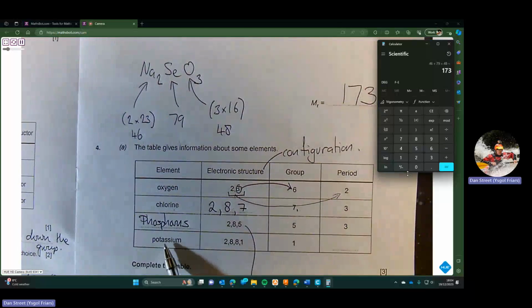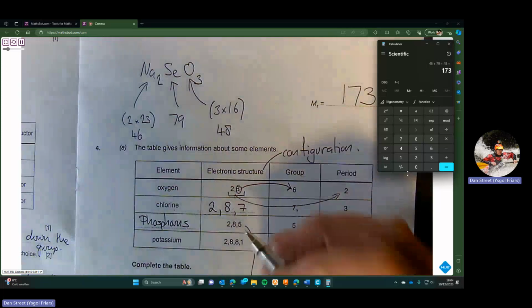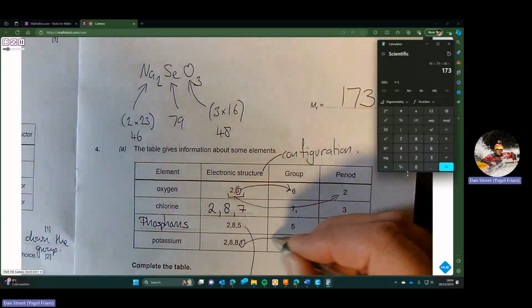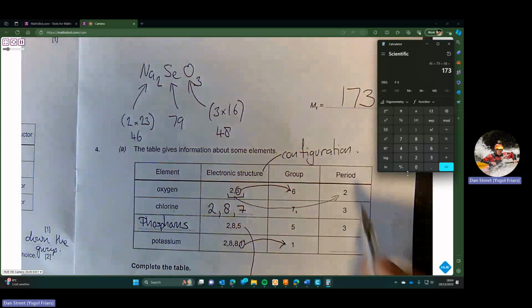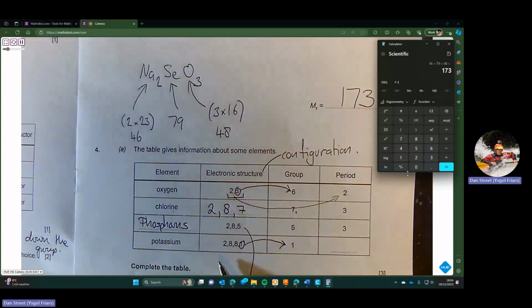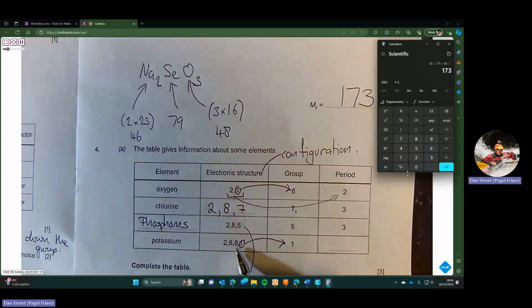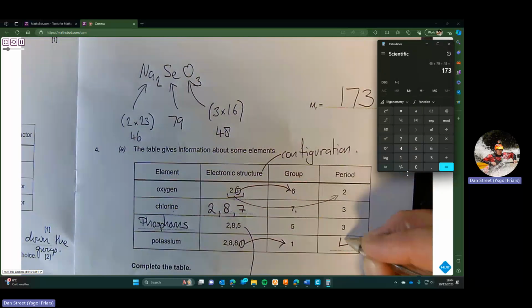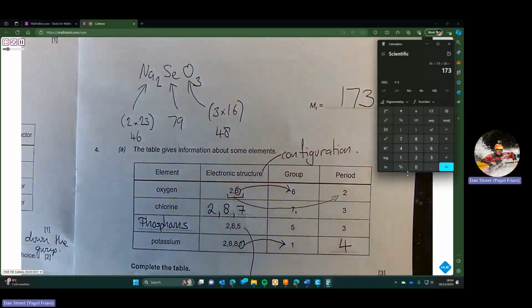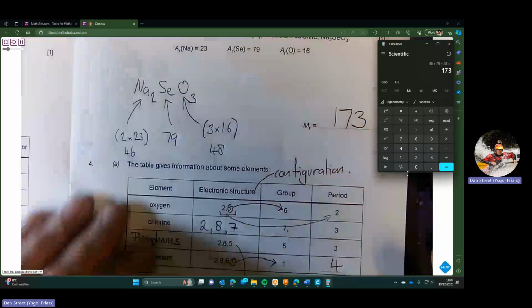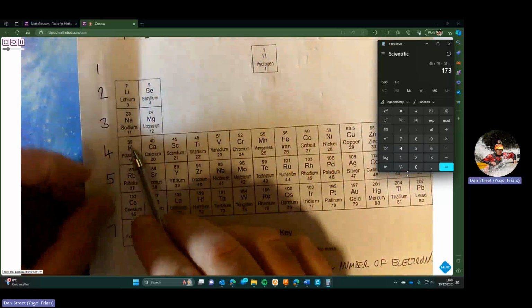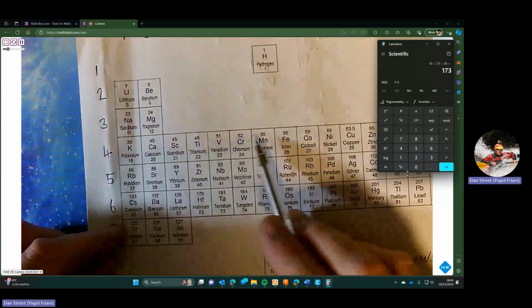And then the final question asks us about potassium. Its electronic structure is 2, 8, 1. We'll notice that the 1 is the 1 there again. So 1 is the number of electrons in the outer shell. That's the group number. And the period number is the number of shells occupied. So in this instance, it's 1, 2, 3, 4. There are 4 shells being occupied for potassium. Therefore, it must be in period 4. If we just double check, we've got potassium here, right next to the period 4 number. So that is the right answer.